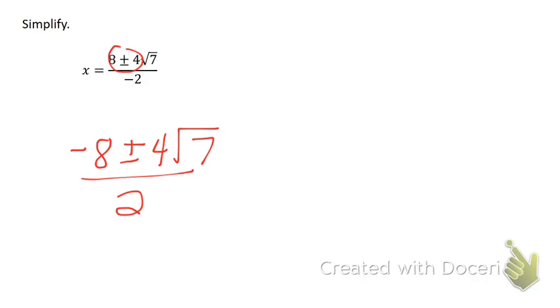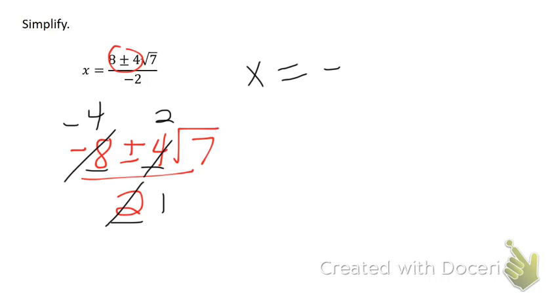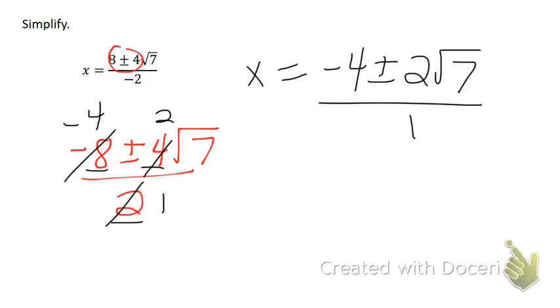Now, in addition to that, the 8, the 4, and the 2 can all be divided by 2. So I'm going to divide them all by 2. Divide the 8 by 2, and I get a negative 4. Divide the 4 by 2, and I get a 2. Divide the 2 by 2, and I get a 1. So now when I write my final answer, I have a negative 4 plus or minus 2 root 7 all over 1. And since it's dividing by 1, you won't even write that either. So that would not even be written, and you would just leave it like that. And that's your final answer.